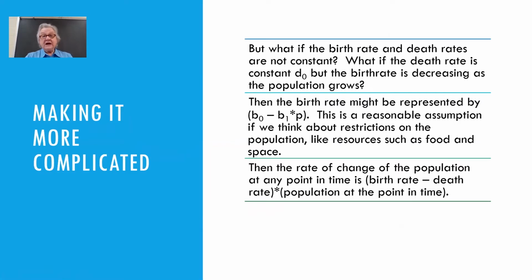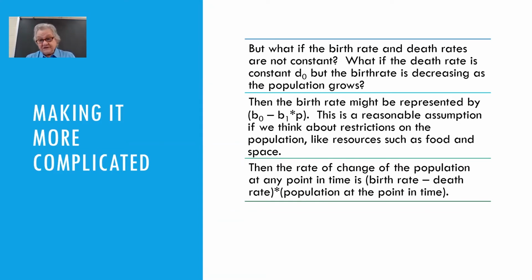What if the birth rate and the death rates are not constant? What if the death rate's constant, and we'll call that d sub 0, but the birth rate is decreasing as the population grows. There might be lots of reasons for that.